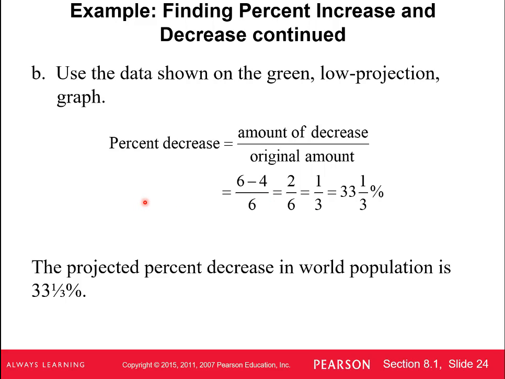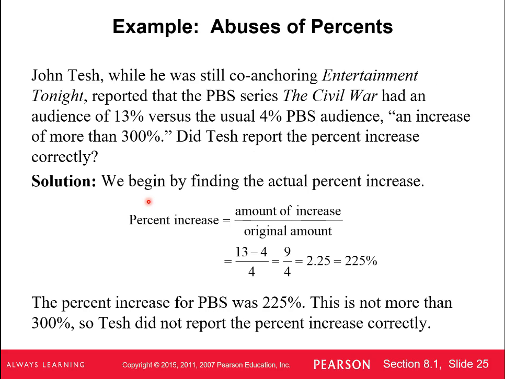Now percents can be misunderstood. On the next slide, you're going to get an example of that. Back in the day, there was a report on Entertainment Tonight that the PBS miniseries The Civil War, also from back in the day, had an audience of 13%. The usual PBS audience at that time was 4%. In other words, 4% of the population watching TV would be watching PBS. Tesh, who was the anchor at the time, reported that was an increase of more than 300%. Was that an accurate report?